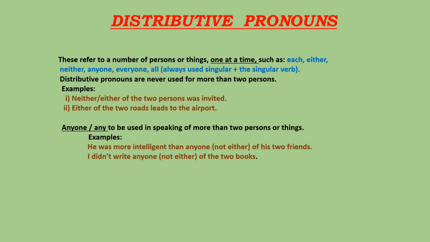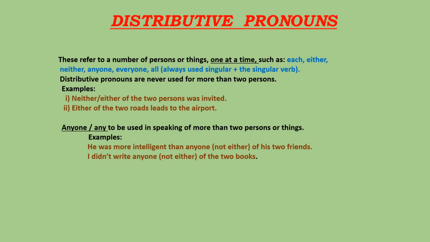Distributive pronouns refer to a number of persons or things one at a time, such as each, either, neither, anyone, everyone, all. Always use a singular verb. They are never used for more than 2 persons. Neither or either of the 2 persons was invited. Either of the 2 roads leads to the airport.